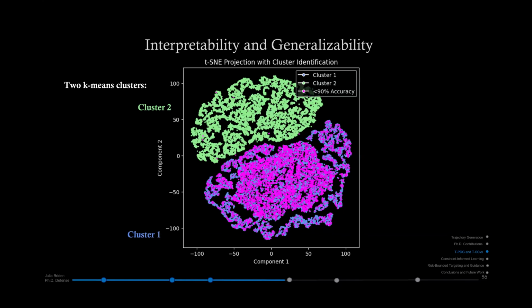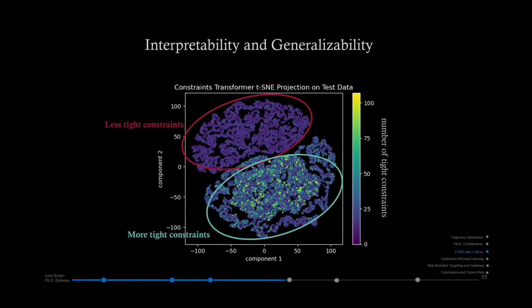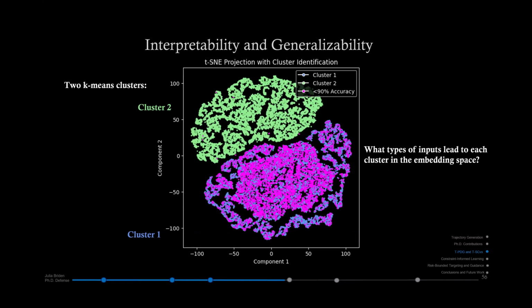If we use k-means clustering, then we can see what points correspond to these low dimensional clusters, and map them to our accuracy, for example. So we have cluster 1 and cluster 2. If we look at our accuracy, the points that have less than 90% accuracy almost exclusively fall in cluster 1, which, if we remember, is the cluster that has more tight constraints. So this is quite interesting.